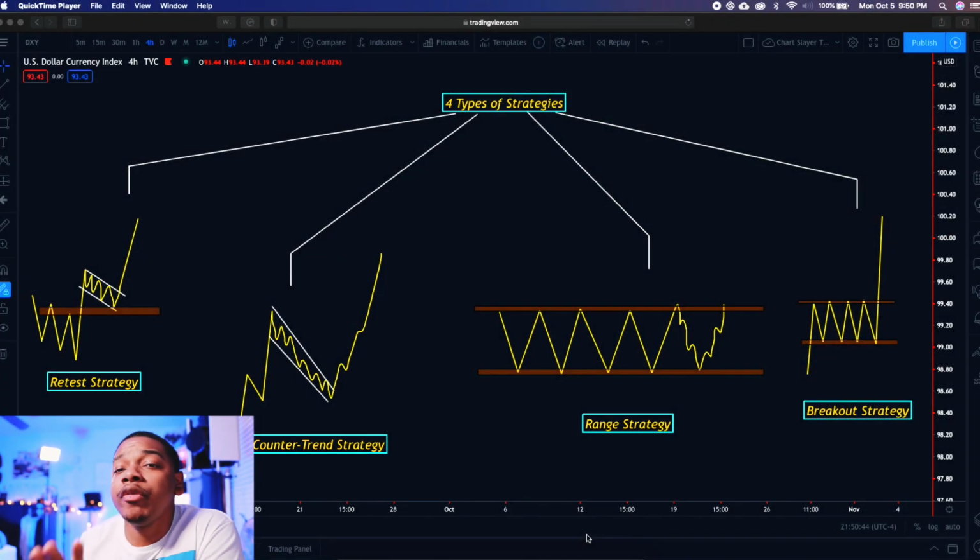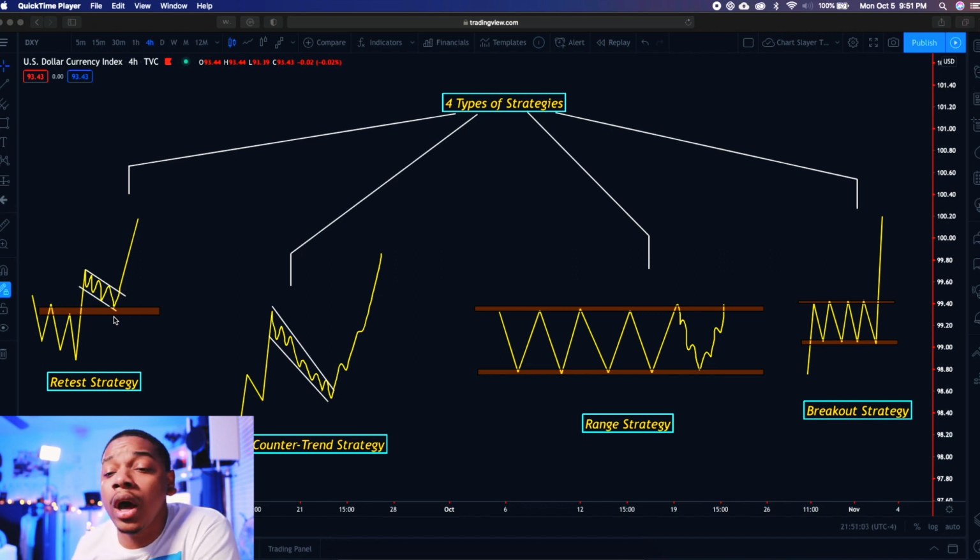These are the 4 different types of strategies that you can use, and mind you, there's more than just this, but I'm going to be showing you which one is the easiest, okay? The easiest. Which one is the easiest one? Me personally, I use the first one that I'm going to show you, which is the retest strategy. I love the retest strategy.